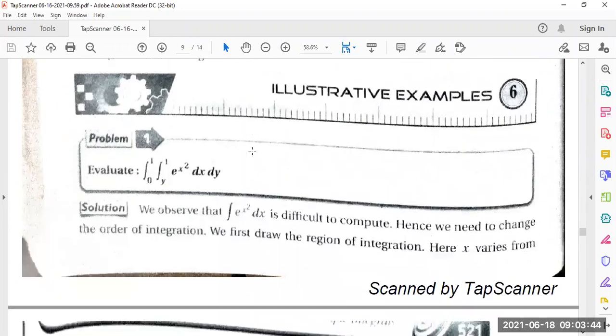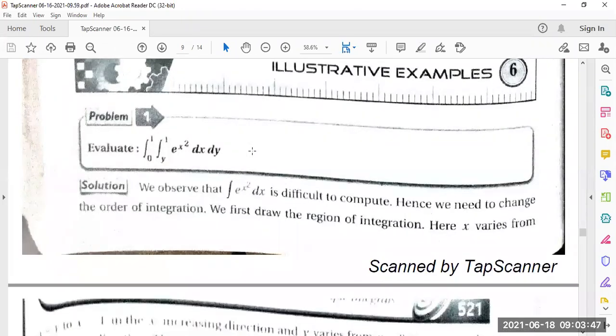Look here. One problem is given: integration over 0 to 1, integration over y to 1, e to the power x squared dx dy. This integration cannot be done with respect to dx, because the limit of the second integral is y to 1, which is given for x. If we go for the first integration, e to the power x squared dx, it cannot be done by our general integration.